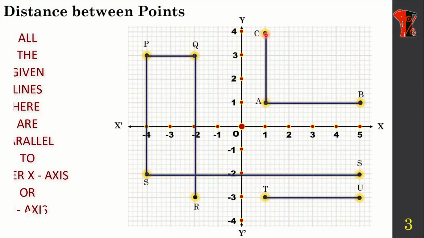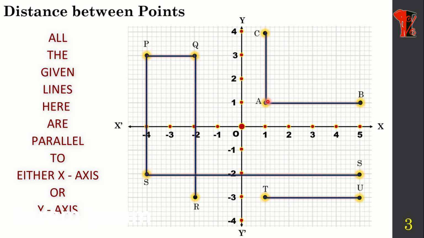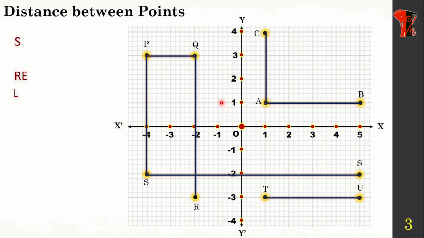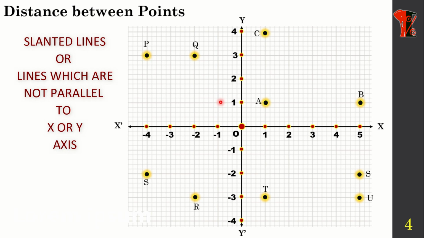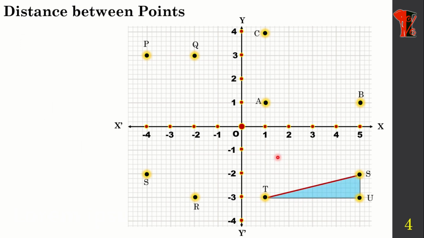One common thing you can see here is that every line is parallel to one of the axes, correct? AC is parallel to the y-axis, AB is parallel to the x-axis, QR is parallel to the y-axis, PS is parallel to the y-axis, PQ is parallel to the x-axis, TU is parallel to the x-axis. Now in case the lines are slanted, say for example this line TU, it is not parallel to the x-axis and not parallel to the y-axis either. In this case you cannot subtract. If you closely observe, it is going to be like a right angle triangle.